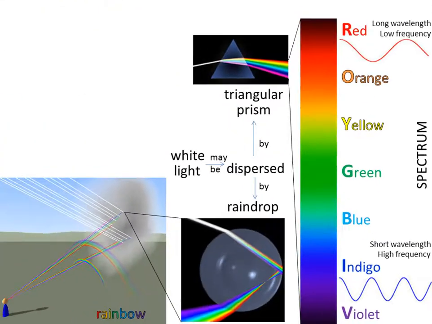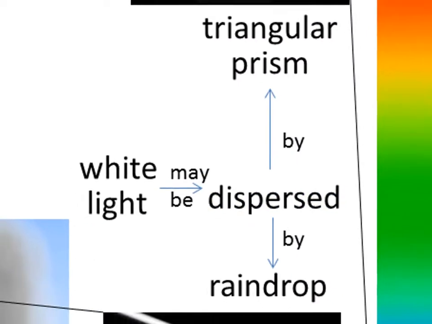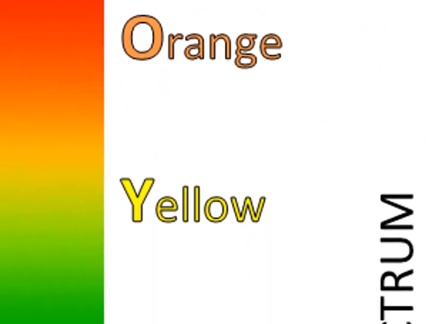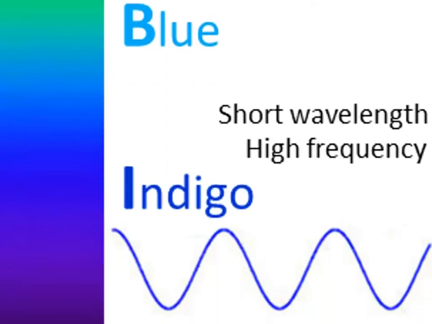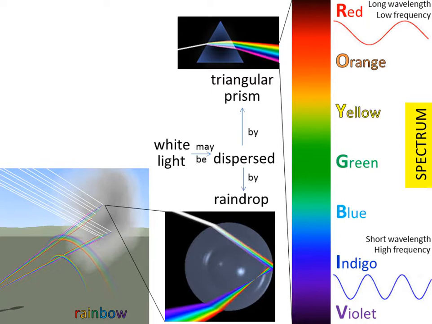So let's recap. White light can be dispersed. That means it can be split into its colors. The colors that are inside white light are ROYGBIV: red, orange, yellow, green, blue, indigo, violet. ROYGBIV. These make up the spectrum of visible light.